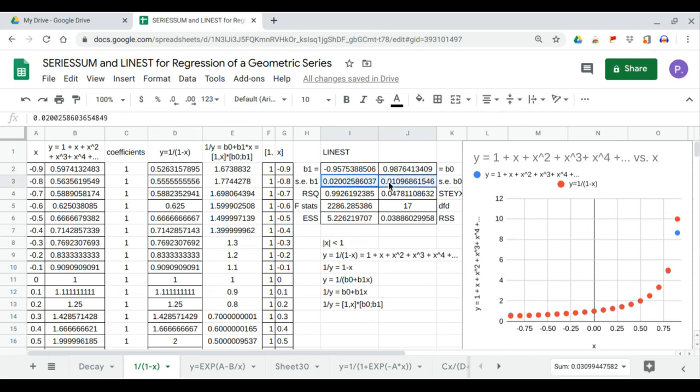Our standard errors are still very small, 0.02 and 0.01. Our R square is 99.2%. That's almost perfect. Our residual sum of squares is almost zero, 0.03. Very small. So this completes the use of SERIESSUM and LINEST for the regression of geometric series.